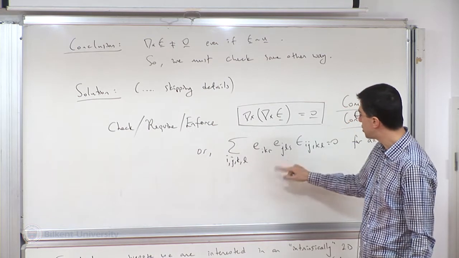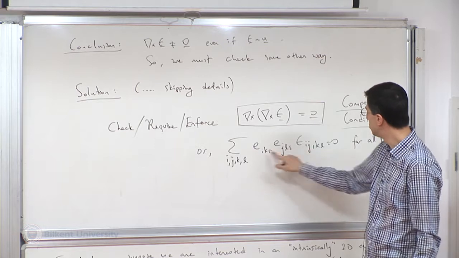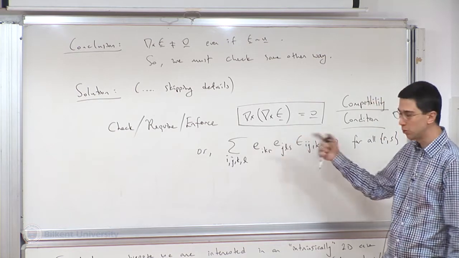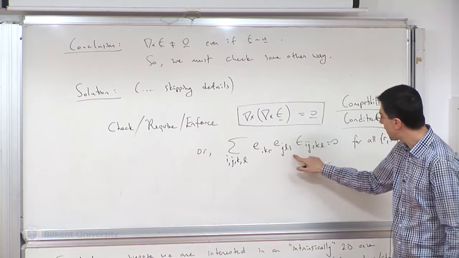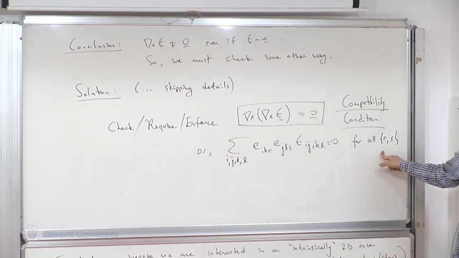There's a sum over IJKL. So I need to plug here 1, 1, 2, 2, and then for K, 1, 2, 3, etc. R and S, there is no sum over R and S. So for any possible choice of R and S, this has to hold.